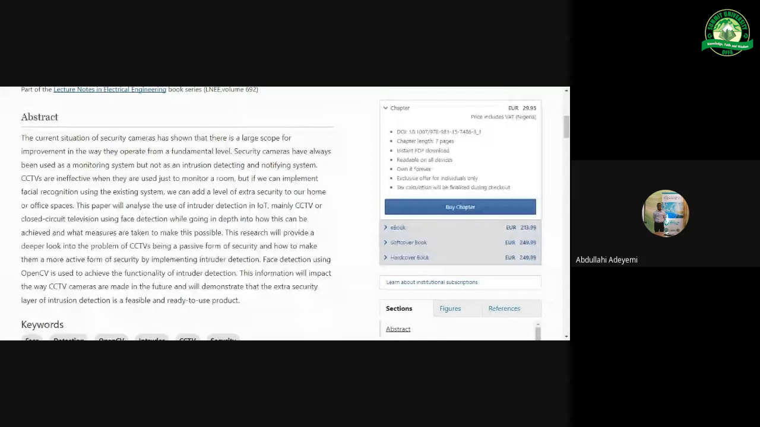Okay, let's go down to the third sentence. This paper will analyze the use of intruder detection in IoT, mainly CCTV or closed circuit television, using face detection, while going in depth into how this can be achieved and what measures are taken to make this possible. This research will provide a deeper look into the problem of CCTVs being a passive form of security and how to make them a more active form of security by implementing intruder detection. Do you think this paper is worth downloading for the project?